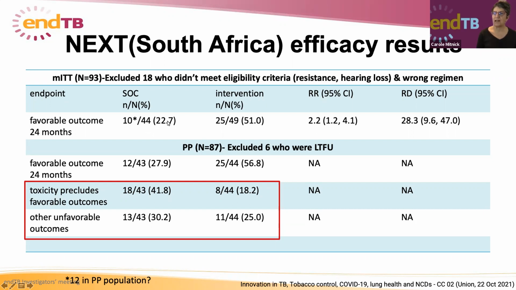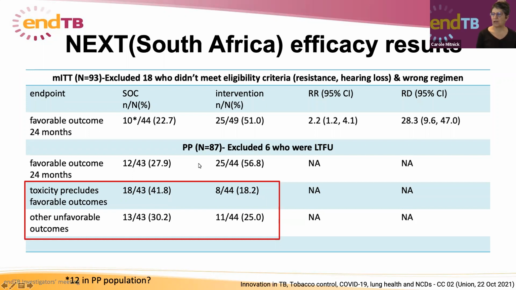intervention regimen. And in the standard of care, outcomes were very poor, with less than a quarter having had favorable outcomes and just over half in the intervention arm having had favorable outcomes. While this does translate into an apparent advantage for the intervention arm, these are both worrying results.